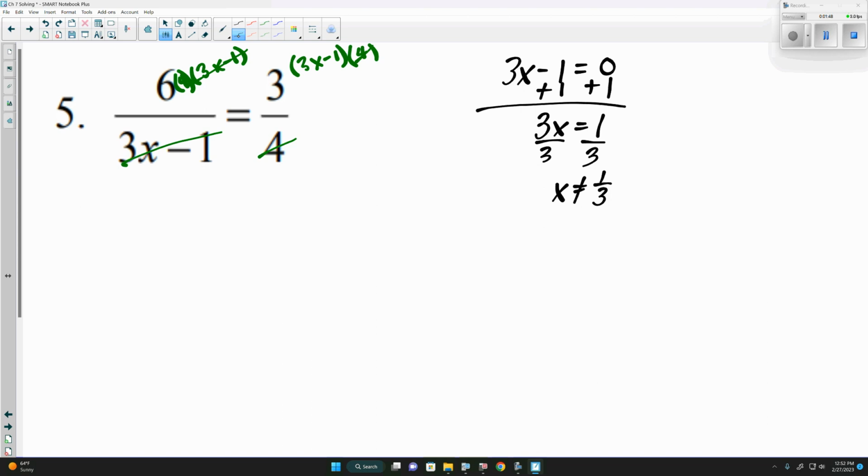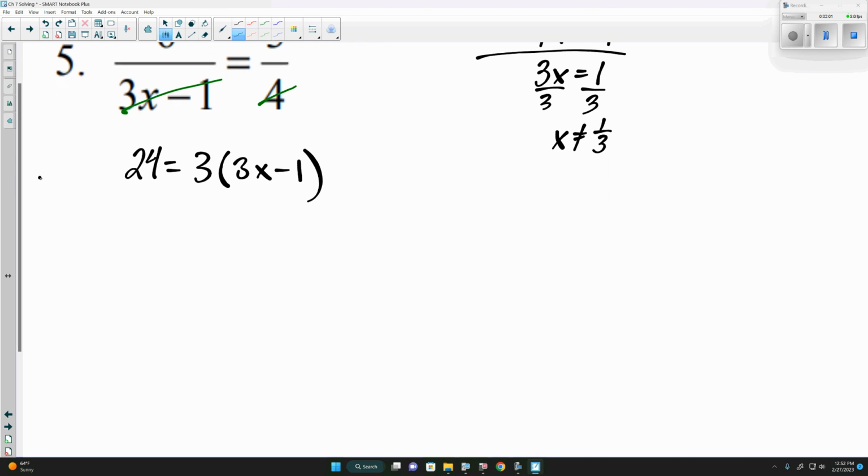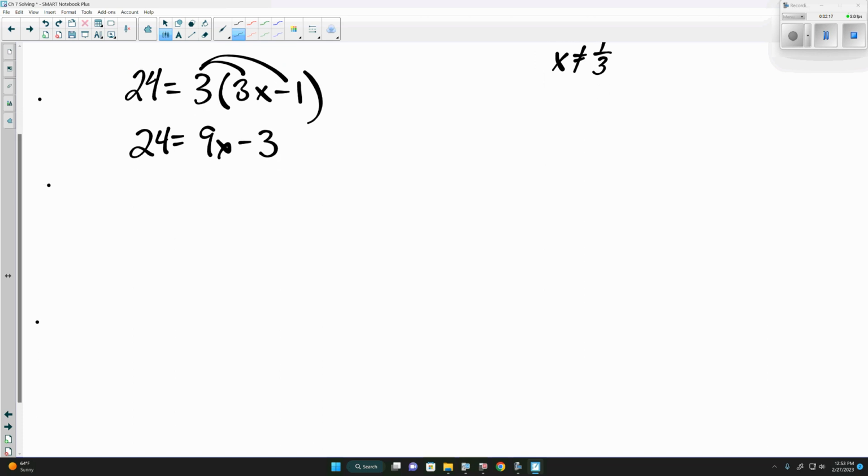On the left-hand side, we have 6 times 4, which is 24. On the other side, we have 3 times 3x minus 1. At this point here, we can start simplifying. We can multiply through by 3. 3 times 3x is going to be 9x. 3 times negative 1 is negative 3.